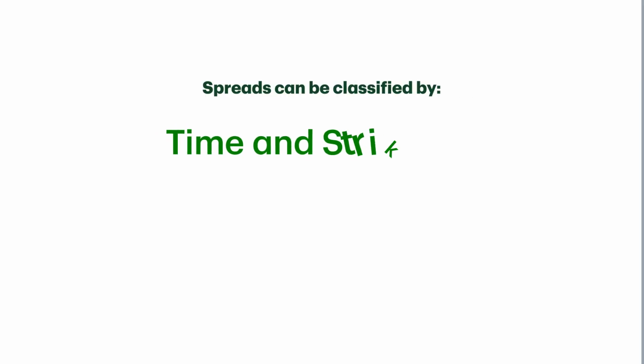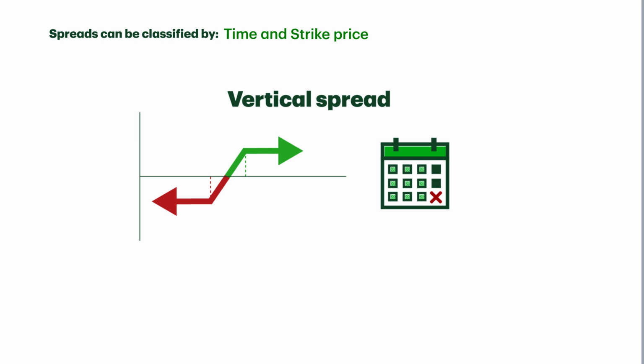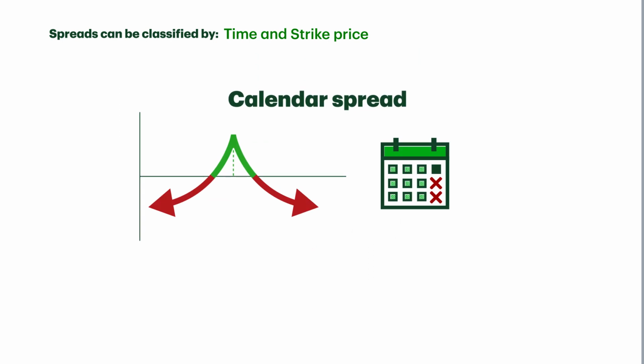The first way we can classify spreads is by time and strike price. If both legs of the spread expire at the same time, it's called a vertical spread. If both legs of the spread have the same strike price but different expiration dates, it's called a calendar spread. If both legs of the spread have different strike prices and expiration dates, it's called a diagonal spread.